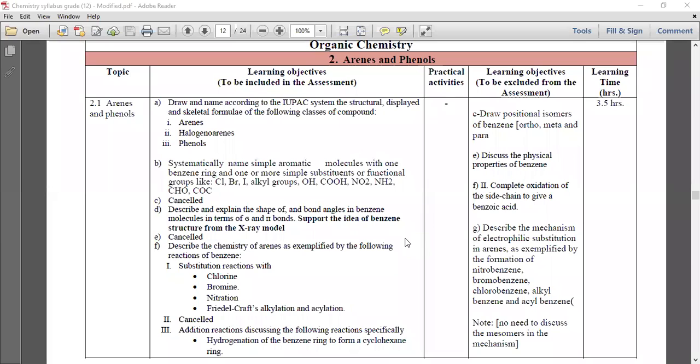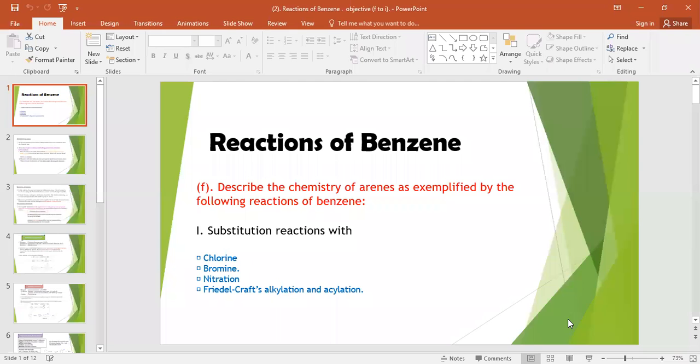Here we are going to study today electrophilic substitution reactions with chlorine, with bromine, with nitration, and the Friedel-Crafts alkylation and acylation. So let's see. I am going to show you the reactions of benzene. Our objective is to describe the chemistry of arenes, mainly benzene, with substitution reactions.